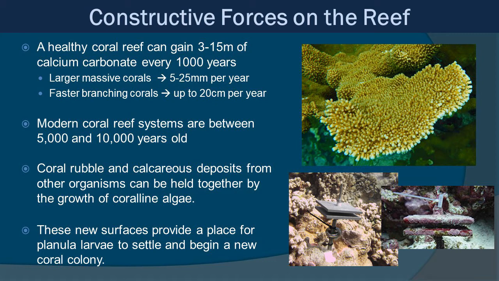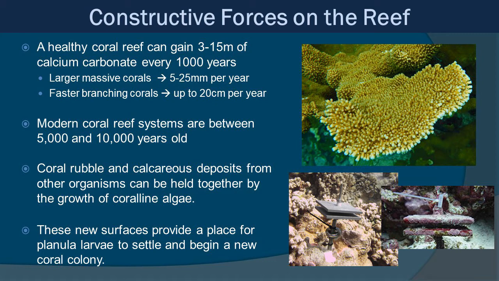You've got the large, massive corals, which grow about 5 to 25 millimeters per year, and the faster branching corals, which grow up to about 20 centimeters per year. Notice the difference between millimeters and centimeters there. The branching corals grow a lot faster. However, the massive corals are just that, more massive, right? So modern coral reef systems are between 5,000 and 10,000 years old. So these things can get rather old.